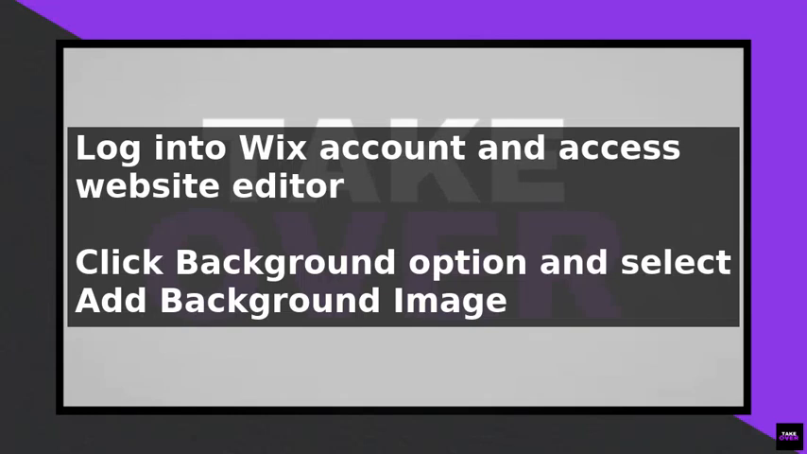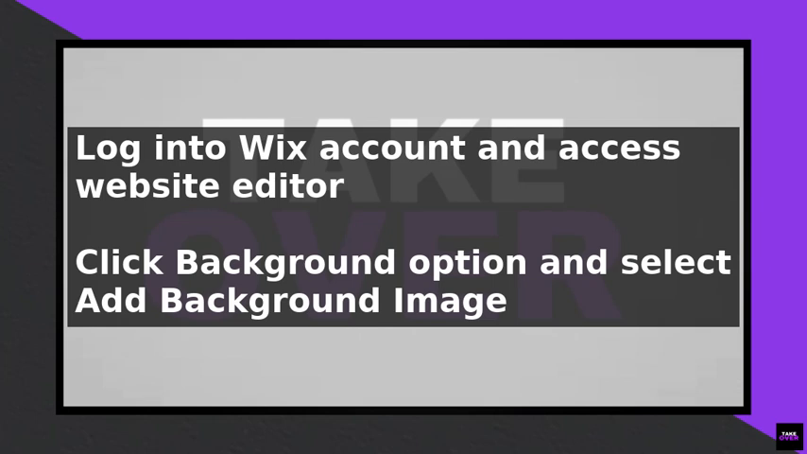To add a background image in Wix, start by logging into your Wix account and accessing the editor for your website. Click on the background option in the top menu bar. Then select Add Background Image from the drop-down list. This will open the Wix Media Manager, where you can upload your image or choose one from the Wix library.